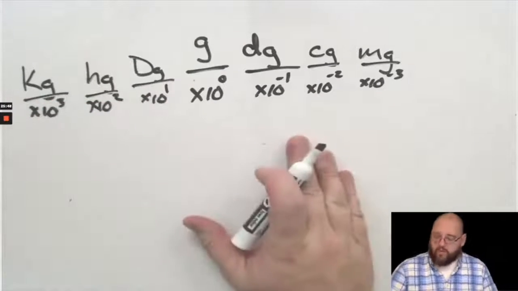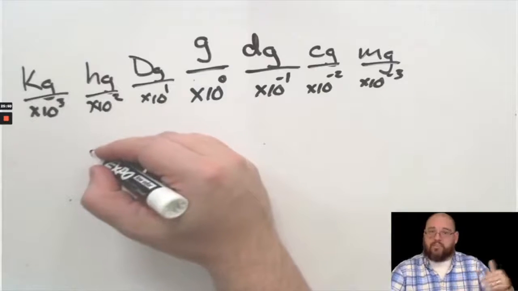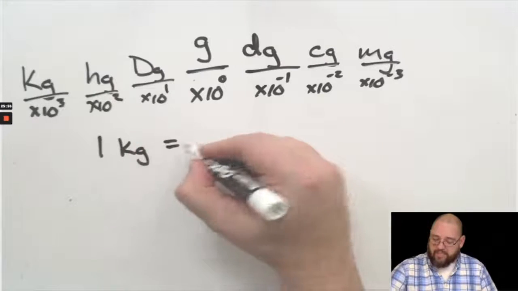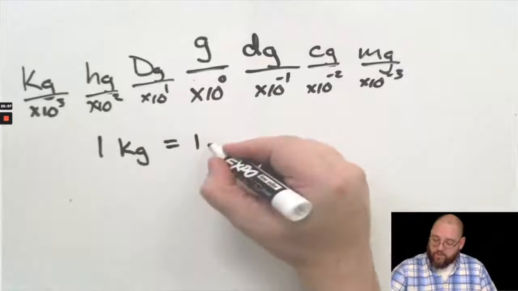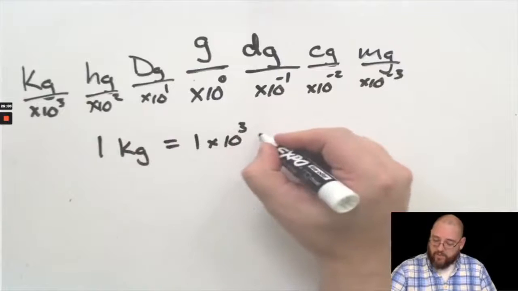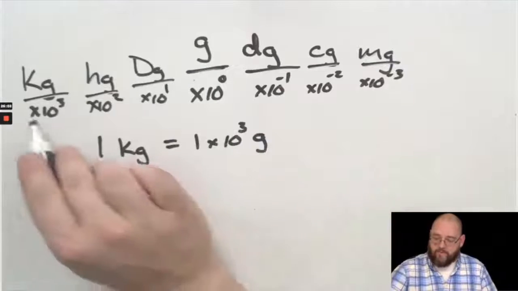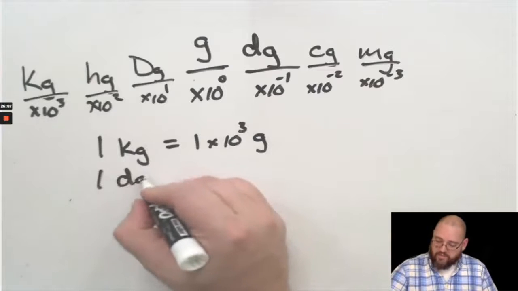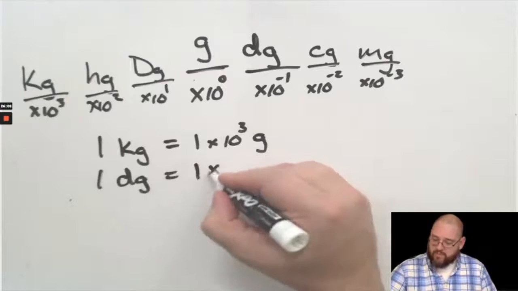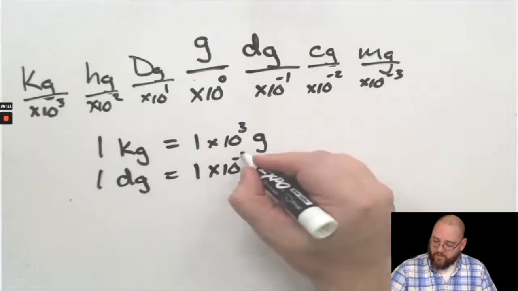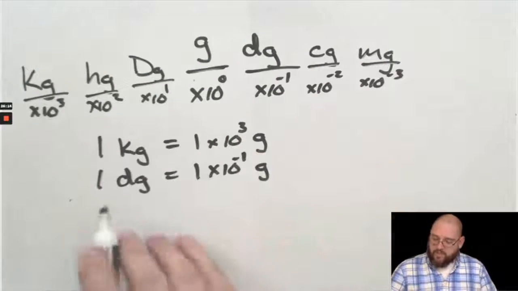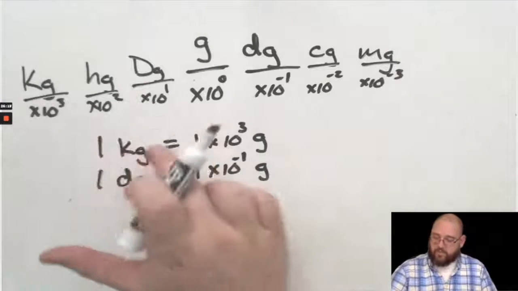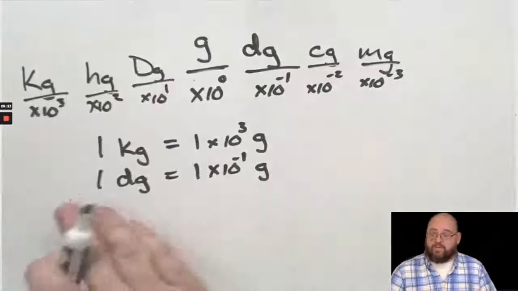So what do I mean by that? What I mean is 1 kilogram is equal to 1 times 10 to the 3 grams. Okay? Or 1 decigram is equal to 1 times 10 to the minus 1 grams. So kilo is 10 to the 3rd, hecto is 10 to the 2, deca is 10 to the 1. So that's how these work.